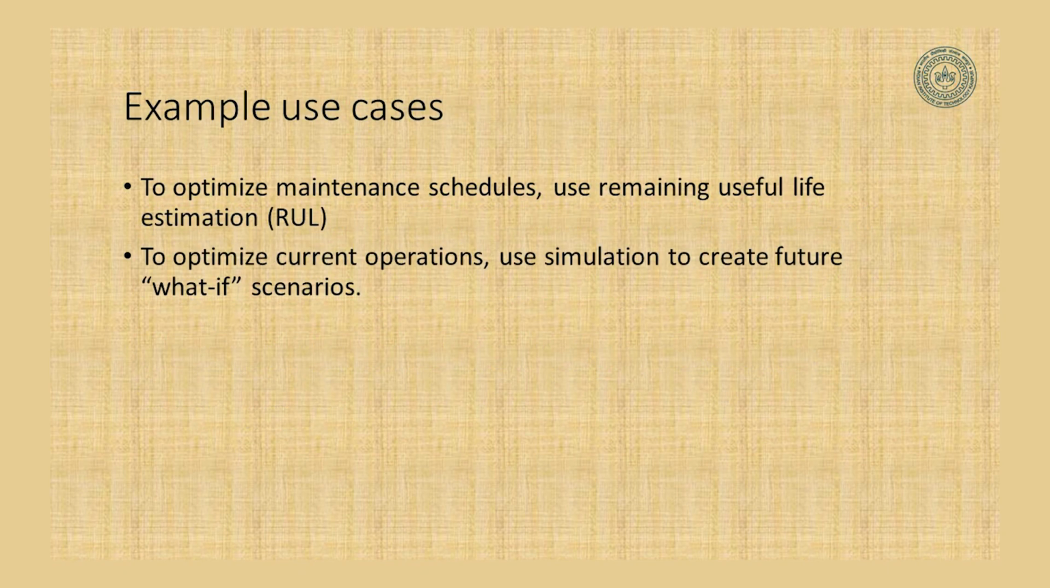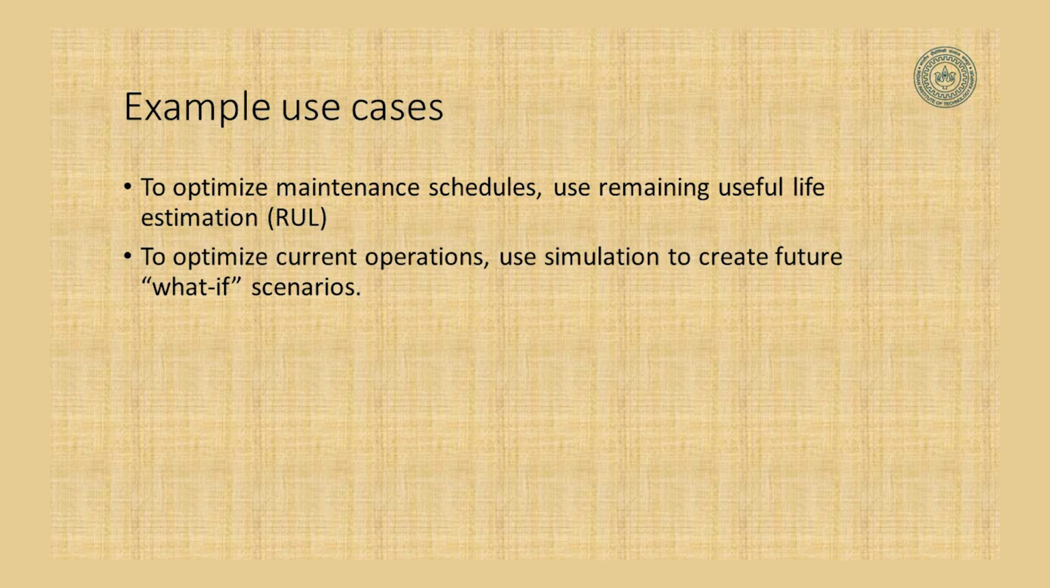So, some example use cases is to optimize the maintenance schedules by using remaining useful life estimation. Remaining useful life estimation is a key concept in digital twins, RUL, remaining useful life, how much useful life is there in the system, being able to tell that. Okay. So, this fan has operated for 1000 hours, it will operate another 500 hours, being able to tell that. Previously, we could not do that, but now we can if we create a digital twin of this fan.